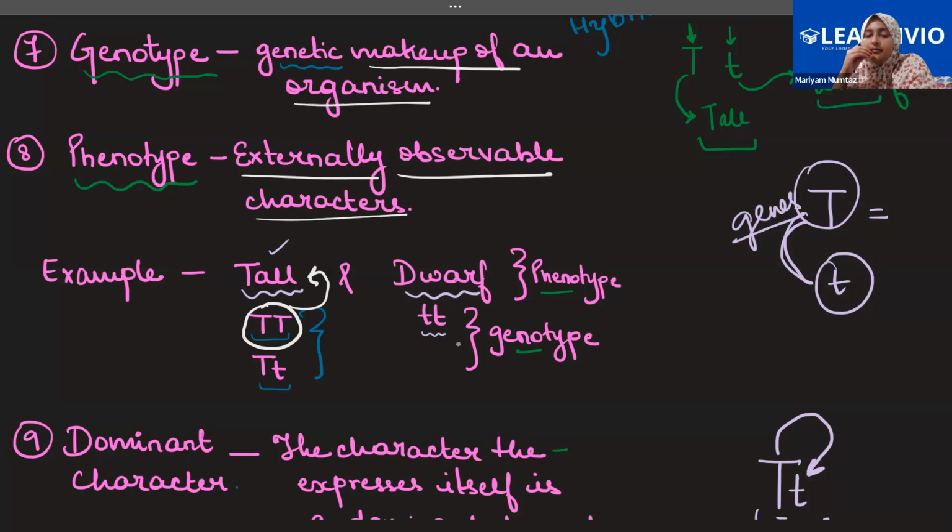The genetic makeup, you cannot see anyone's gene, right? Now if someone is tall, you cannot find out whether he or she or the plant is homozygous dominant or whether it is heterozygous, isn't it? Because we can't see anyone's genes. So the genes of the organism, the way the genes are present, they are the genotype, and the way the external observable character is there, that is the phenotype. Clear?